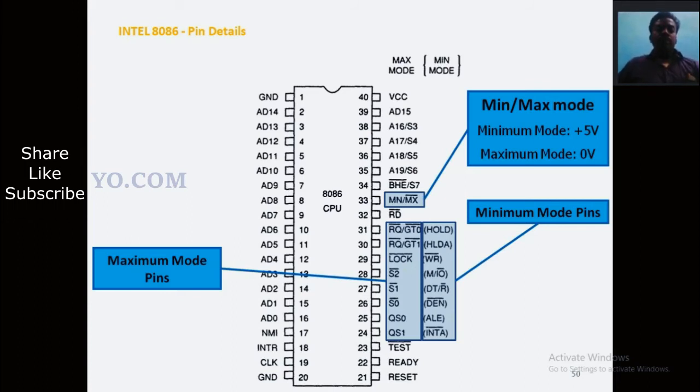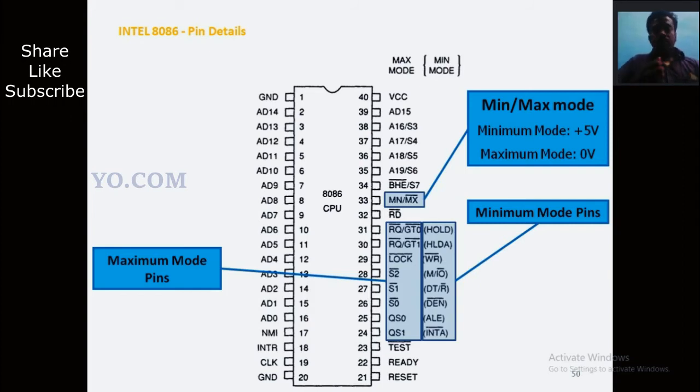Remaining pin numbers 26, 27, 28 are used for status, S0, S1, S2. And 24, 25 are used for queue status. What is the queue? In the architecture we studied the queue in the bus interface unit. The queue is used to store 6 bytes of data before execution. So the queue status tells whether the queue is full, whether it is empty, or whether it has data. That is considered in 24 and 25. So these are the maximum mode pins.